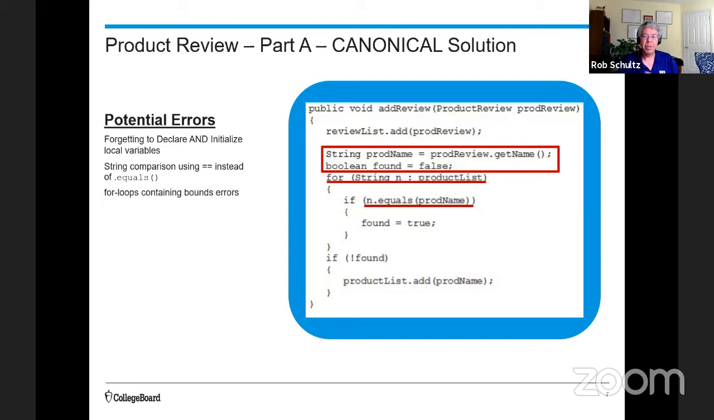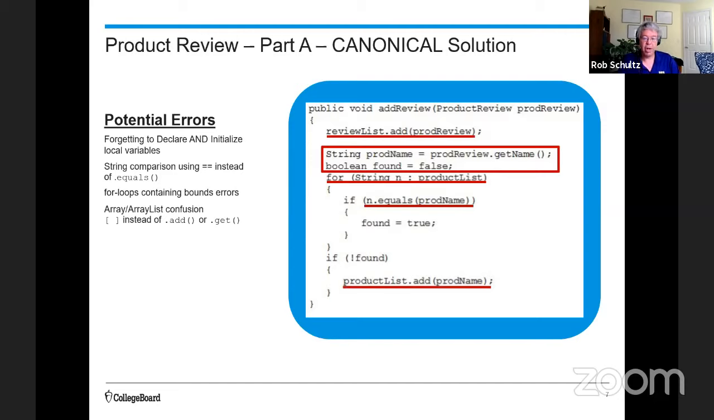Okay. Again, in this example we used a for each loop, but a fairly common error that pops up is for loops that contain bounds errors. So be careful when you're using loops, whether it be a while loop or a for loop, that you check your boundary conditions and that we don't have any bounds errors. That's another common area for mistakes.